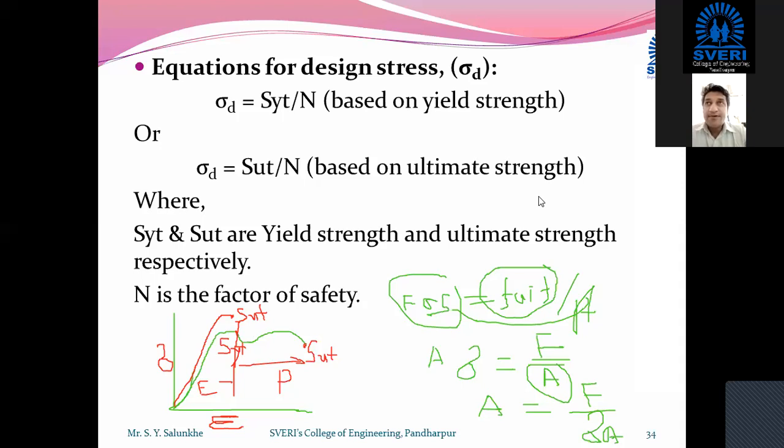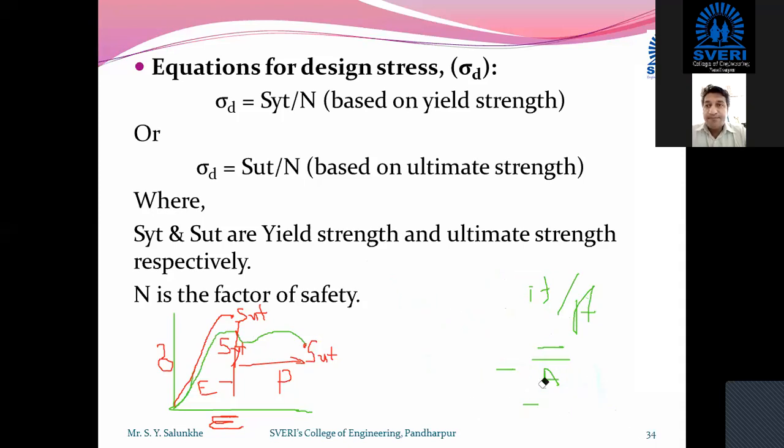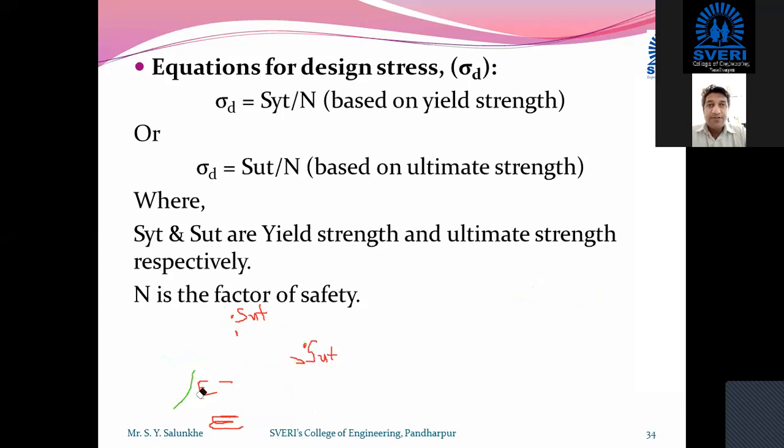So first of all, I have to erase it. At the time of theories of failure, which we are going to see at the next point, we are going to see it in detail.